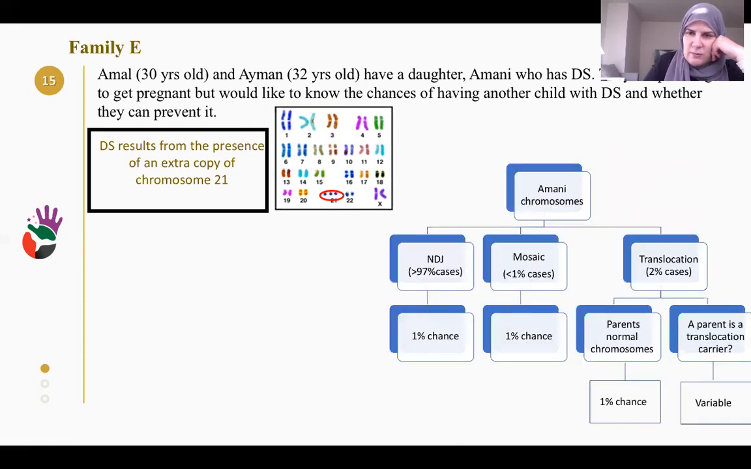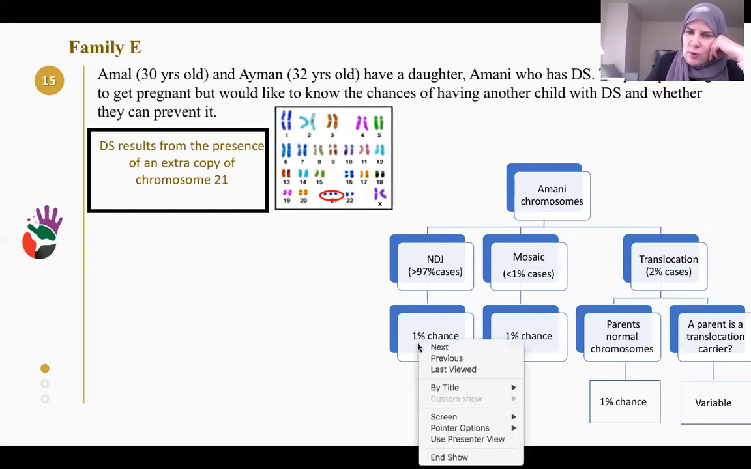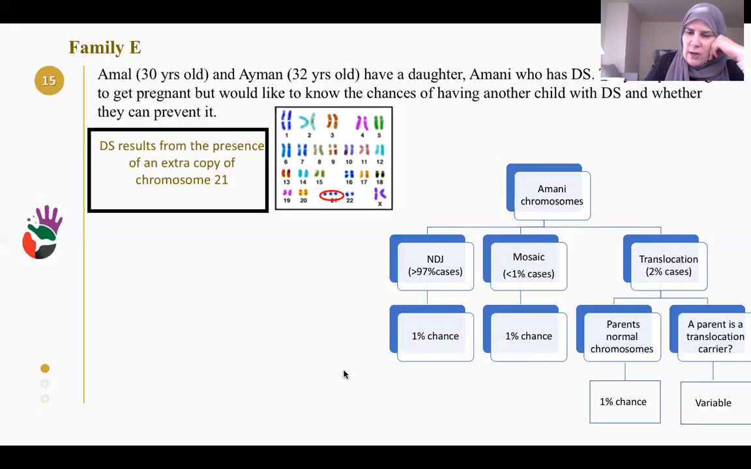To make this more visual, in this case we're going to look at the chromosomes of Amani, the child with Down syndrome. In most cases, 97%, it looks like this, then she has non-disjunction, and the chance of having a second affected child is 1% or less. So out of 100 couples who get pregnant again, 1 will have a child with Down syndrome, and 99 will not. If she has mosaicism with some affected cells only, the chance is very, very low.